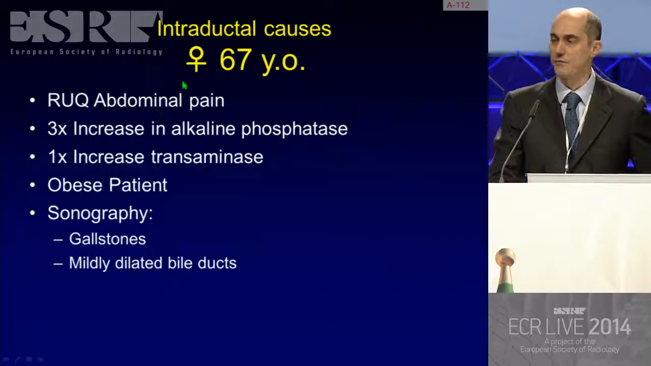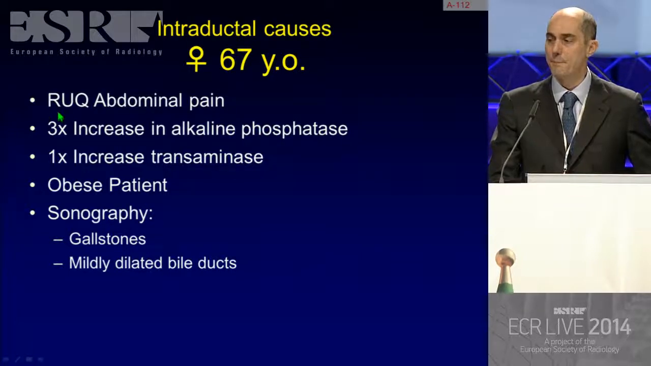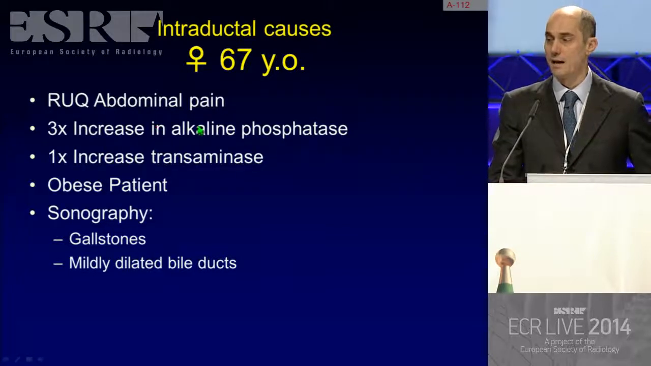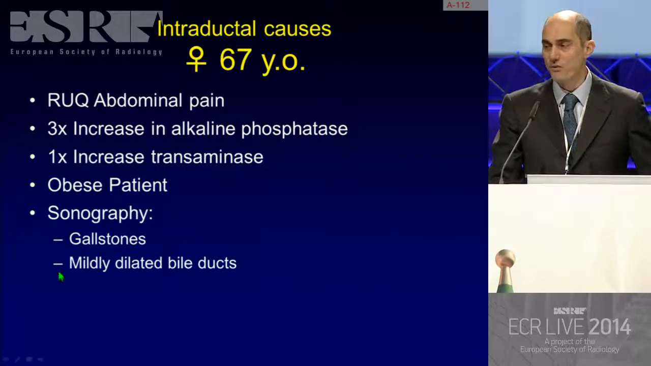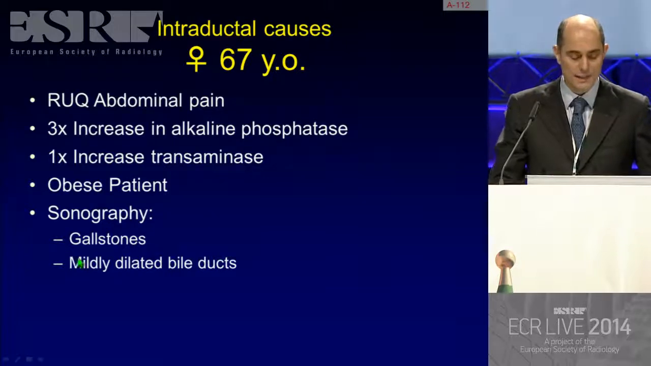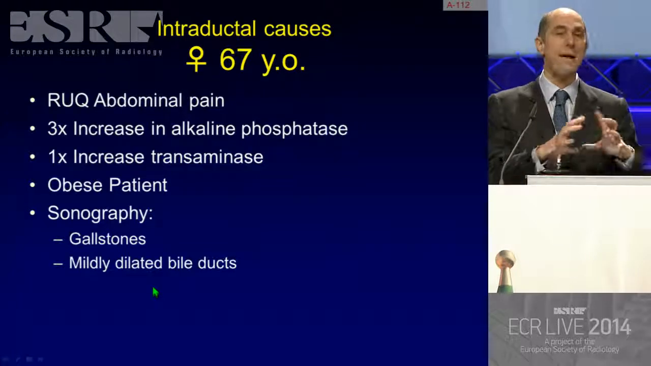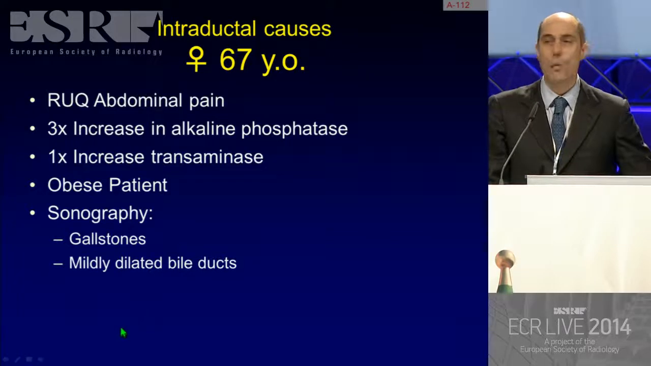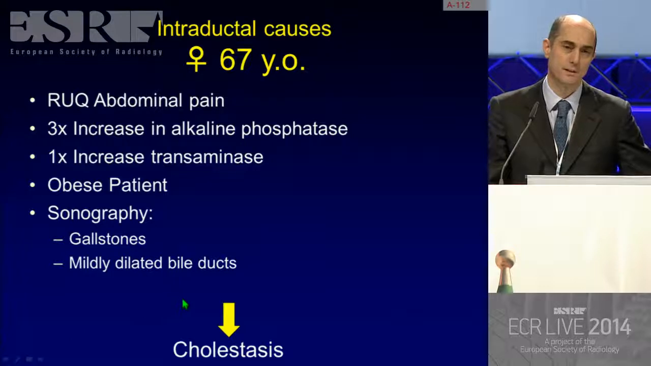And this is a case of a 67-year-old woman with right upper quadrant abdominal pain. There's a threefold increase in alkaline phosphatase, one-fold increase in transaminase. It's an obese patient, and she also performs sonography, and she has gallstones and mildly dilated bile ducts. So let's imagine this clinical scenario. It's a clinical scenario that in one word is a scenario of a cholestatic patient.